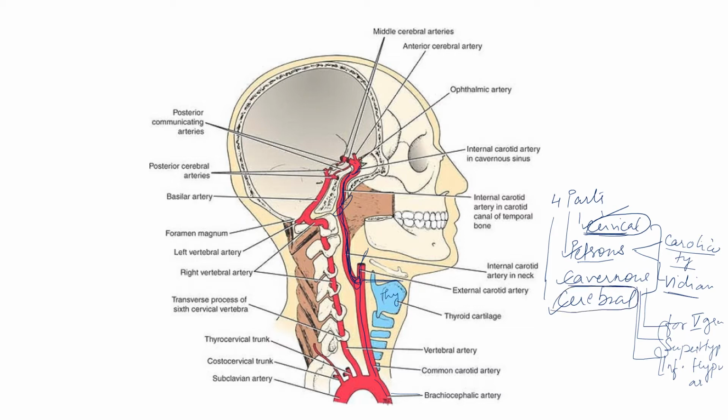And this cerebral part is giving five branches. The anterior cerebral artery, then we have the middle cerebral artery. These two are the terminal branches of the internal carotid artery. Then the next branch of the cerebral part of the internal carotid artery is your ophthalmic artery. Then we have the anterior choroidal artery, and next we have the posterior communicating artery. So these five branches are the branches of the cerebral part of the internal carotid artery.